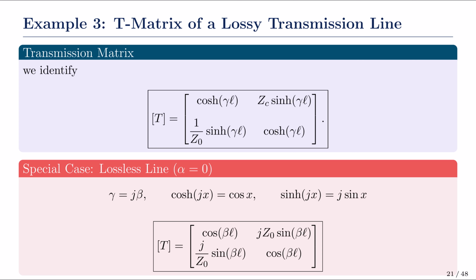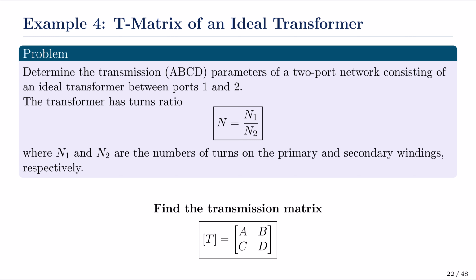Thus, the lossless transmission line matrix is obtained directly as a special case of the more general lossy line result. In this example, we determine the transmission or ABCD parameters of a two-port network consisting of an ideal transformer. The transformer is characterized by its turns ratio defined as n equals n1 divided by n2, where n1 and n2 are the numbers of turns on the primary and secondary windings, respectively.